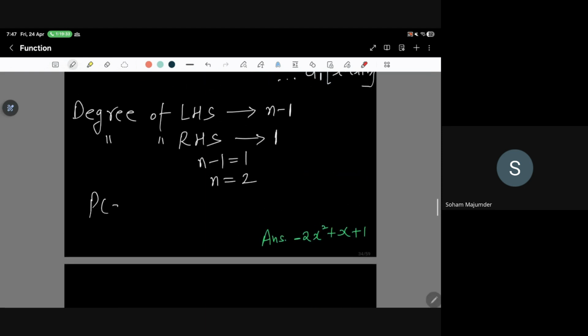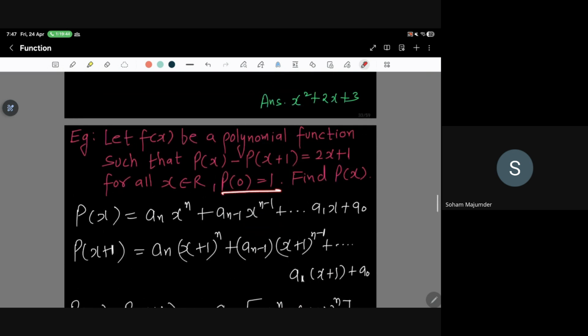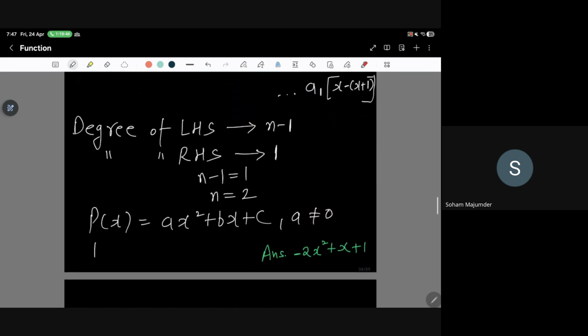So your polynomial will be a quadratic polynomial. Now what they have given is p of 0 is 1. So p of 0 is c. So c will be 1.